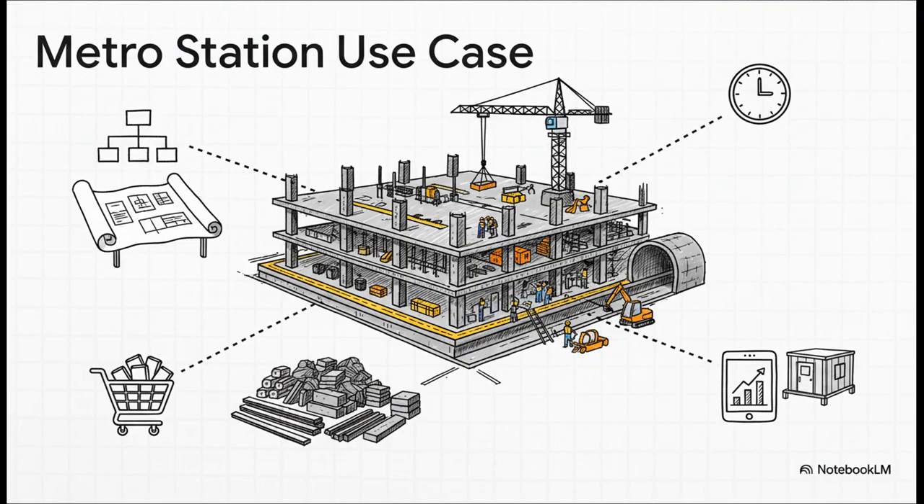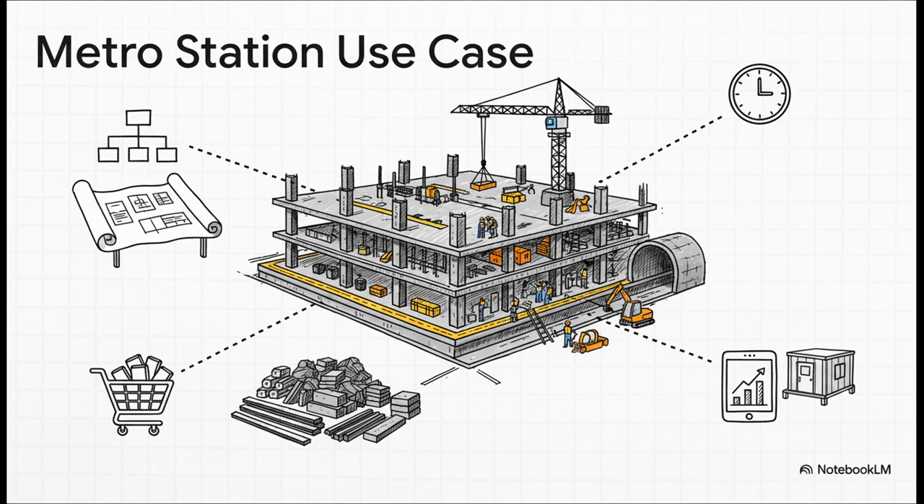Let's go back to our metro station. With SAP PS, you'd map out the whole project structure. You'd assign budgets to each part. You'd order the concrete and steel right through the system. You track every hour of labor. And this is huge. You could run a cost report every single day to see if you're on track and then send precise, accurate bills to the client.